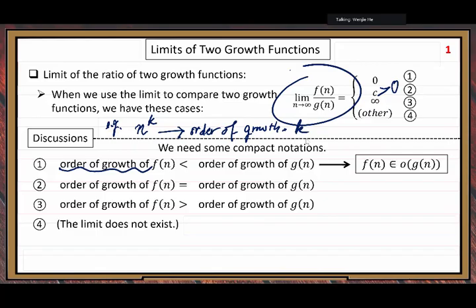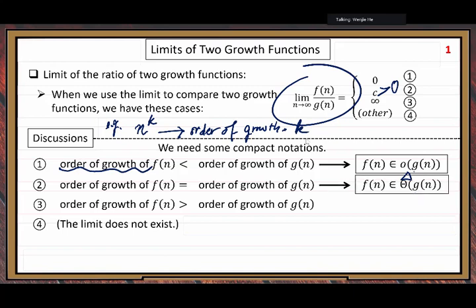The first asymptotic notation is little o notation. When the order of growth of the f function is less than the order of growth of the g function, or when the limit of the ratio f(n) over g(n) equals 0, then we use this notation: the f function belongs to little o of the g function. Very simple and concise, but we know its meaning. We do not need to use a lot of words to describe it. We just use this notation.